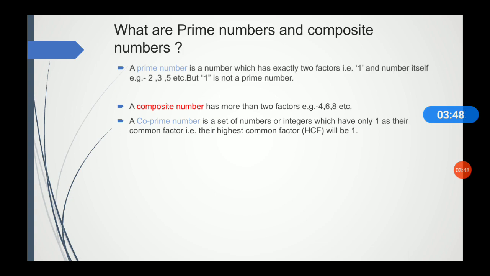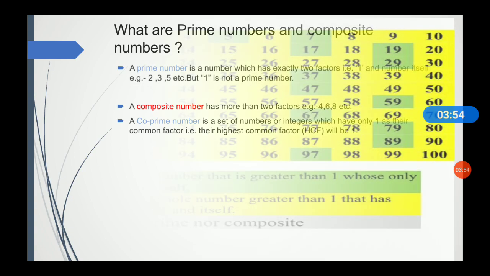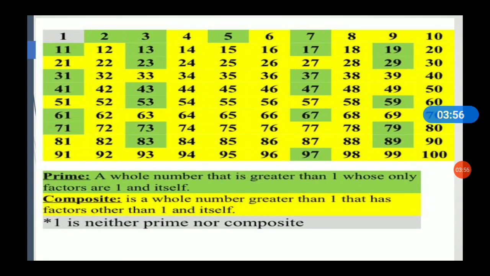You will learn more about this in depth in the next class. This is a chart where you can see that 1 is neither a prime number nor a composite number. This type of question used to be asked in competitive exams: is 1 a prime number or not? This is a common question, and it is not.